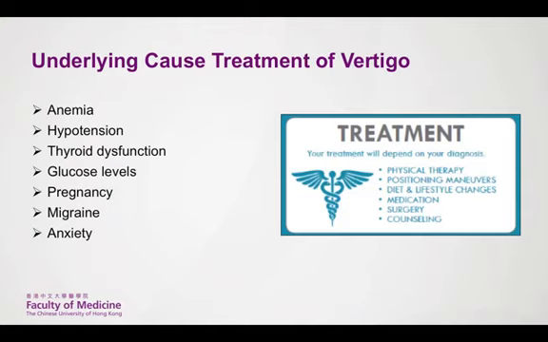Fludrocortisone, or Florinef, is a mineralocorticoid that increases sodium and water retention. Thus, it is important to monitor potassium levels and for heart failure symptoms. Other common side effects include edema, hyperglycemia, and muscle weakness.